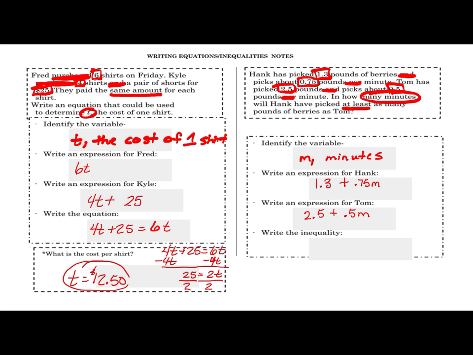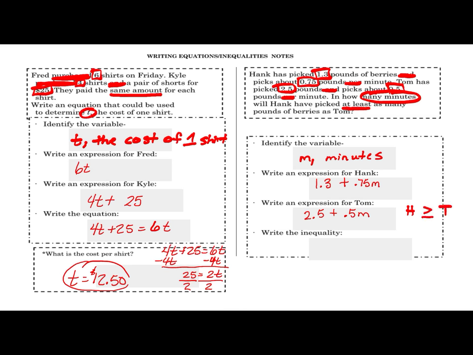So we want Hank to have at least. Let's look at those inequality words. Hank needs to be at least. So "at least" is the greater than. So we want Hank greater than or equal to Tom.